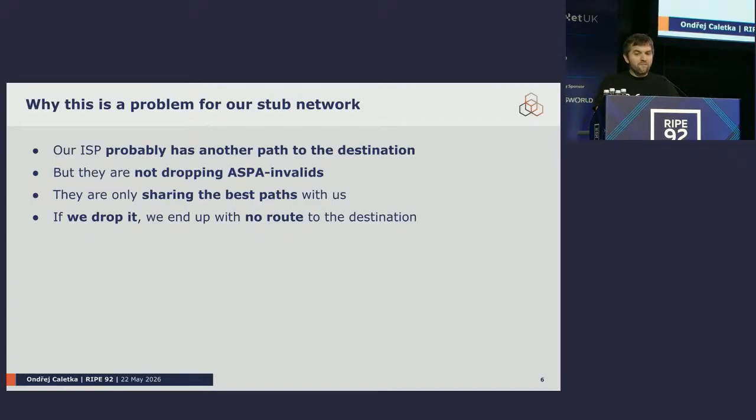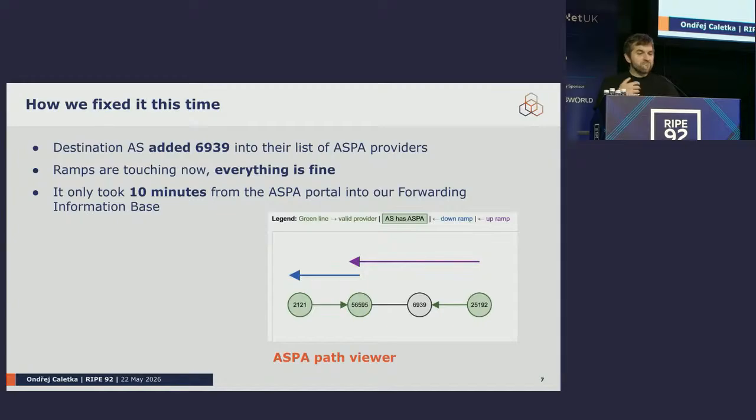So how did we fix it quickly? When I explained to Andre what exactly the problem was, he just went to the ASPA portal and added Hurricane Electric to their providers. The ramps are now touching, everything is fine, and the nice experience was that it took only 10 minutes from clicking in the ASPA portal to reaching our forwarding information base. So changes in the RPKI are quite fast to propagate. There's a link to the ASPA Pathway Viewer if you want to see how it looks. The picture is probably better than lots of words.